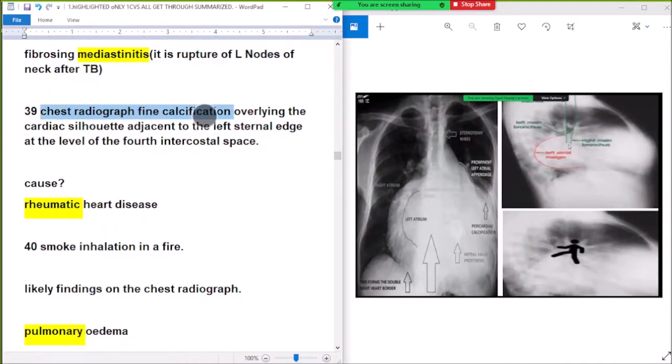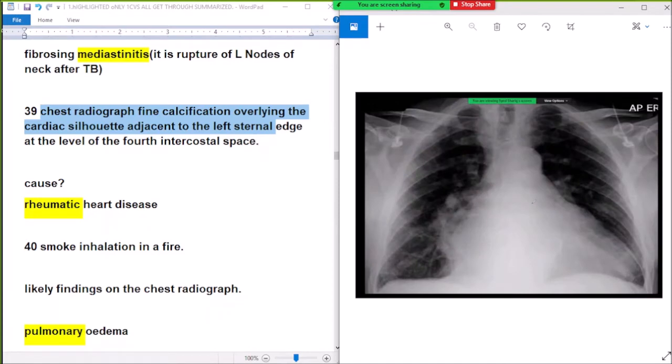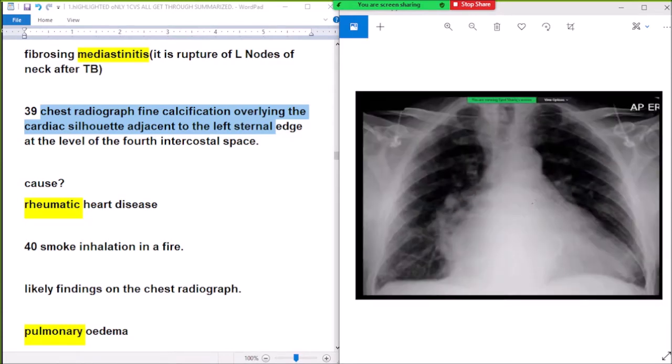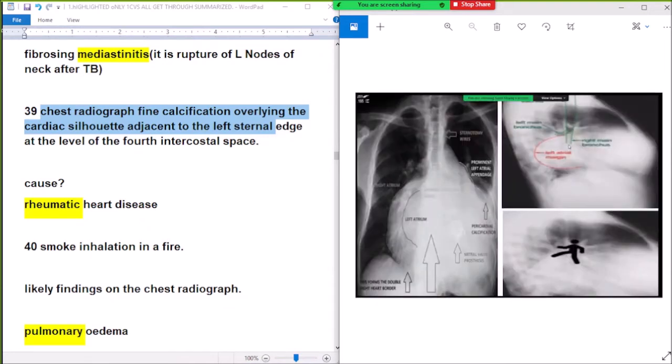Chest radiograph shows fine calcification overlying the cardiac silhouette. Fine calcification overlying the cardiac silhouette adjacent to the left sternal edge at the level of the fourth intercostal space can be caused by rheumatic heart disease or a calcified mitral valve.